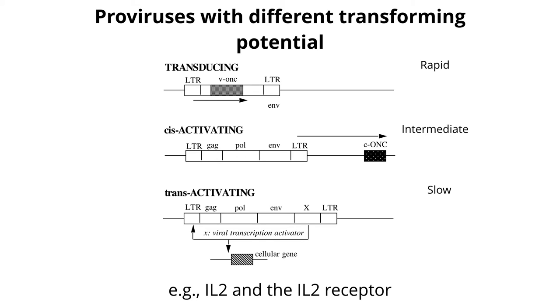And interleukins fit the bill. These are proteins made during the immune response whose job it is to make cells proliferate. And we think this virus activates their synthesis, such as IL-2 and its receptor. Okay? Three different transforming retroviruses, three speeds of transformation, and three distinct mechanisms of transformation.